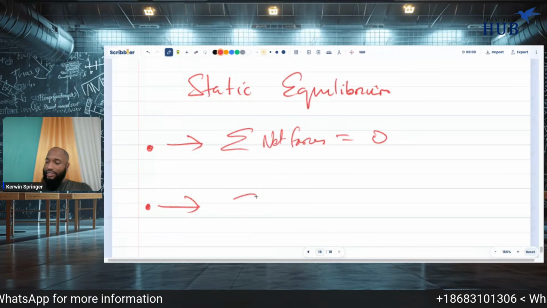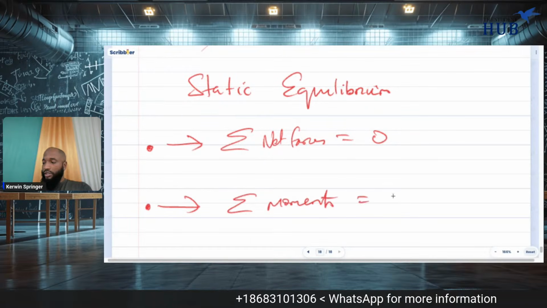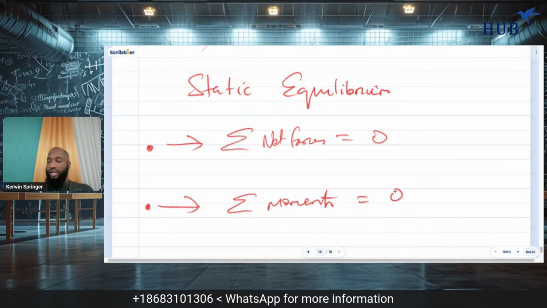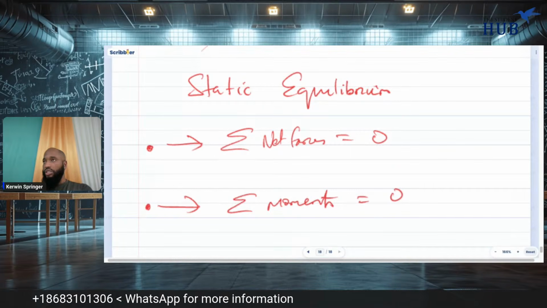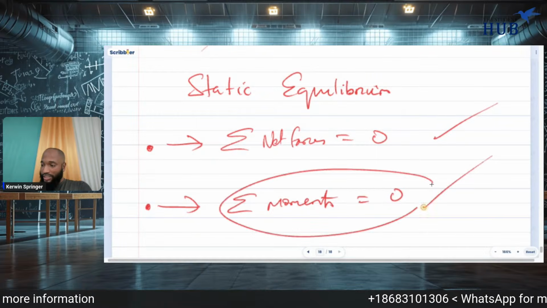And for the next thing, the sum of the moments about the point is equal to 0. In other words, the total anticlockwise moments is equal to the total clockwise moments. So these are the two conditions. Moments is just one of the conditions.